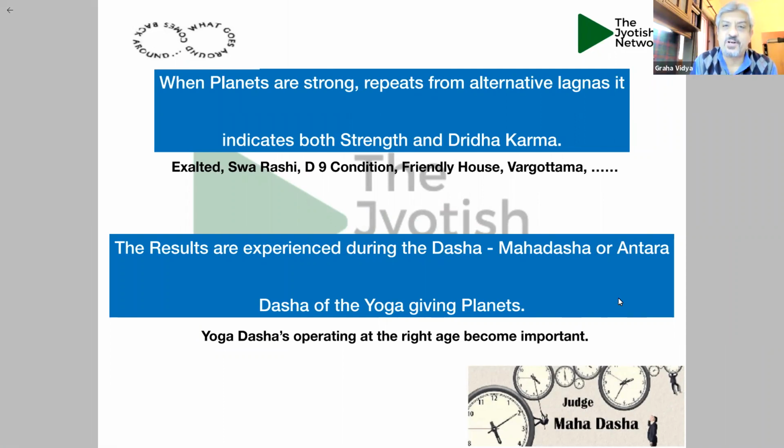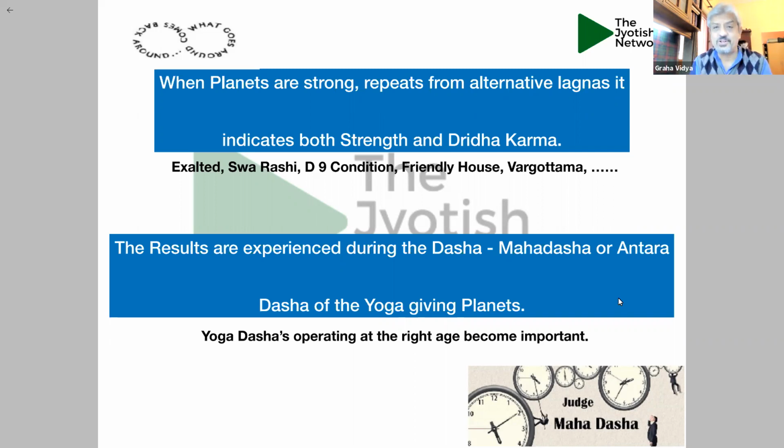Planets are strong, repeats from alternative lagnas. We spoke about that, indicates both strength and dhrida karma, which is a little more fixed and definite to happen. The strengths are written in black. Those are the positive ones. There would be the negative strengths as well, the negative weaknesses. Results are experienced during the Dasha, Mahadasha, Antardasha. The Dasha of the yoga giving planets is important. And of course, Dashas operating at the age become important. You have a wonderful Raj Yoga, but the Dasha is going to operate at the age of 85. Well, not really as good as if it had operated in the peak of my youth.